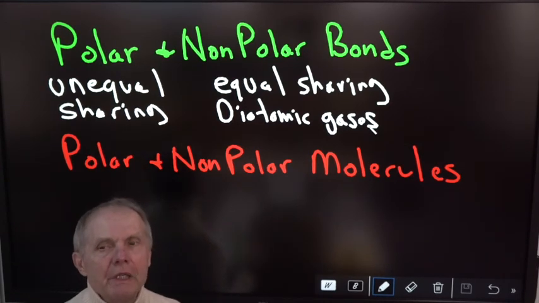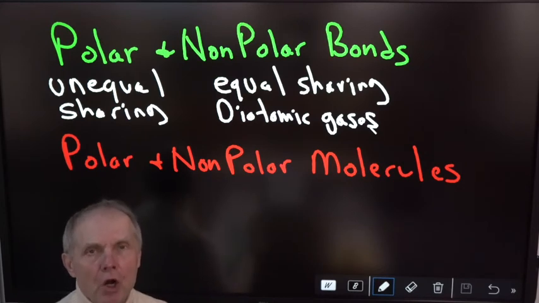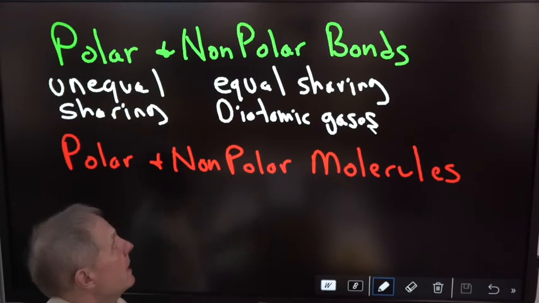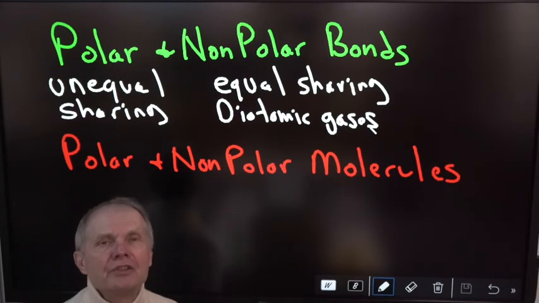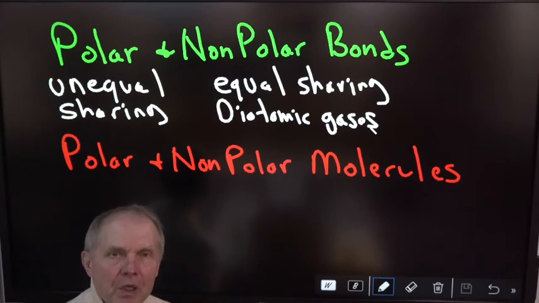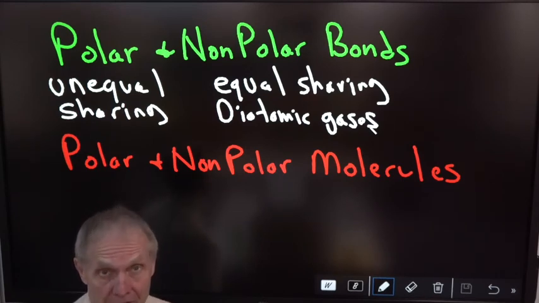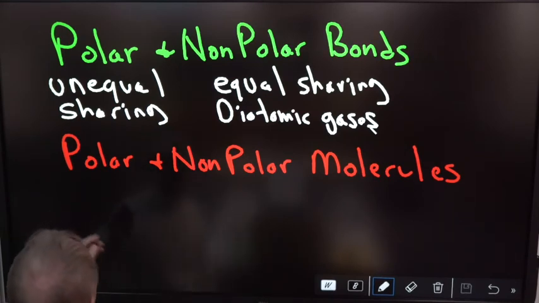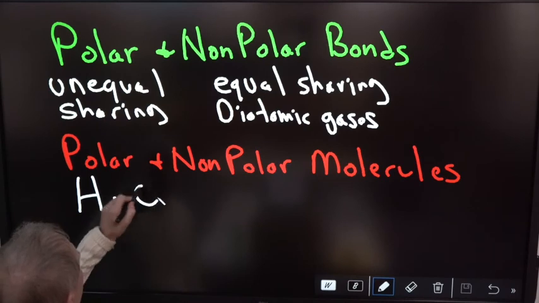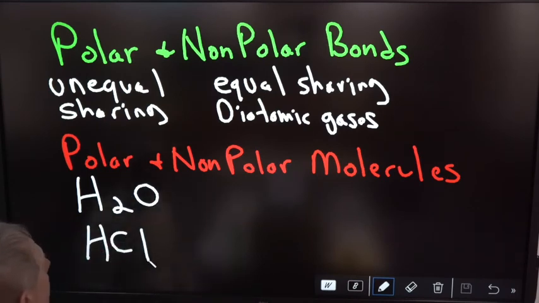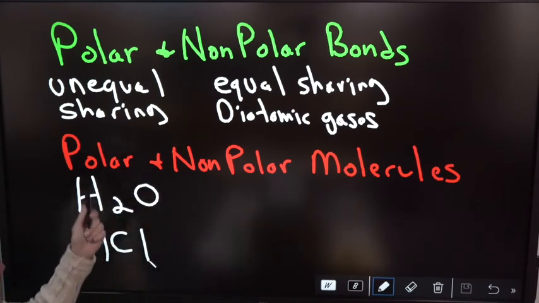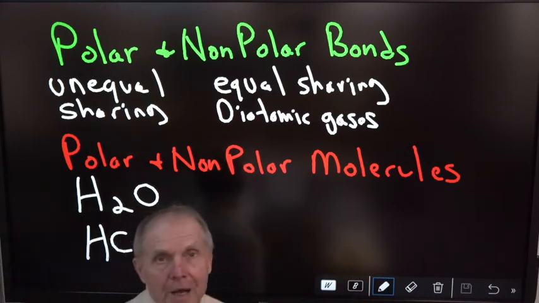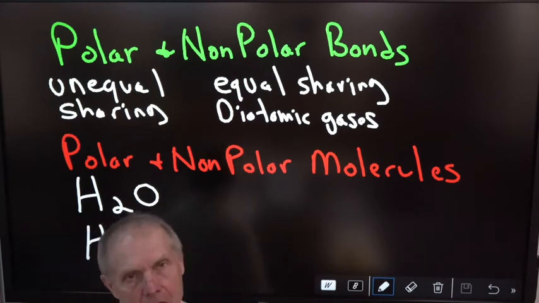Really, it's supposed to be asymmetrical charge distribution. But for high school chemistry, let's just say if the molecule is asymmetrical shape, it's going to be a polar molecule. Okay, we're going to go over those later. The ones that we'll probably do will be H2O and HCl. Those two are polar molecules because they have asymmetric shapes. Nonpolar molecules have symmetrical shapes.